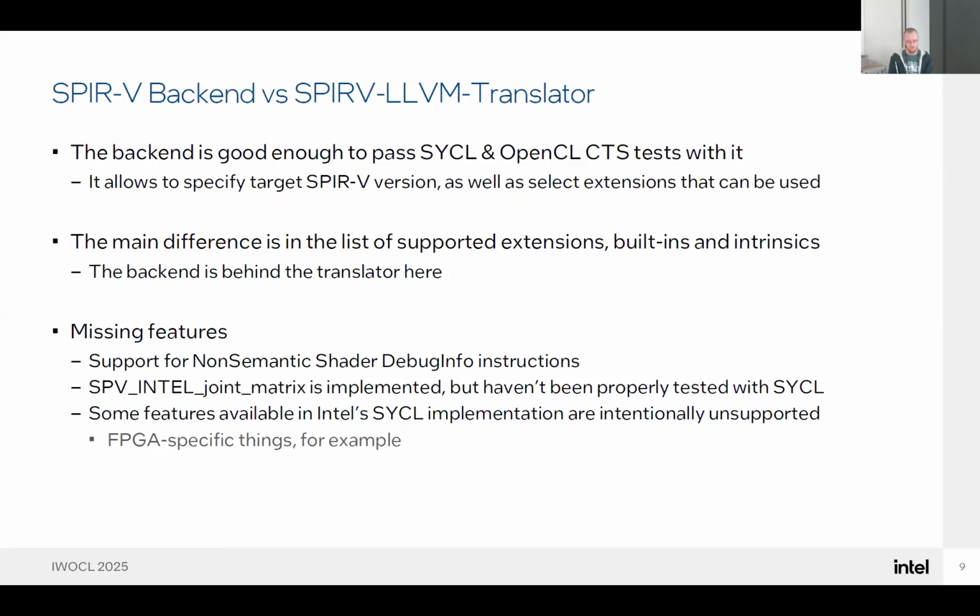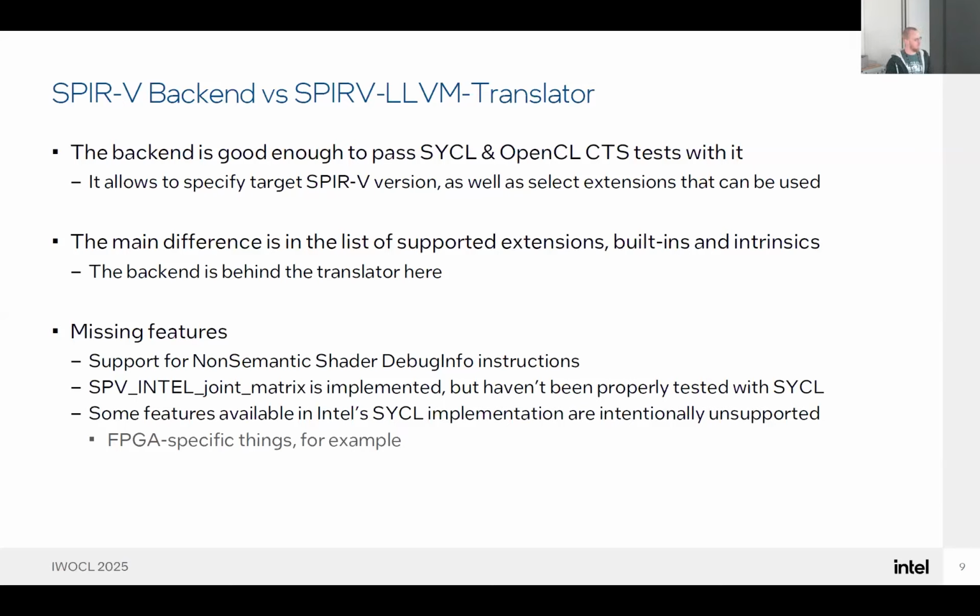Let's compare it with the translator. As of now, the backend is good and stable enough for us to pass both the SYCL conformance suite and the OpenCL conformance suite using our Intel implementations of those. It allows you to specify the target SPIR-V version, I think from 1.0 to 1.6, and enable or disable extensions, which we would like to use. The main difference with the translator is that it does not support all the extensions we have in the translator, but if you don't care about them, then you're perfectly fine. Some specific examples are on the slide.